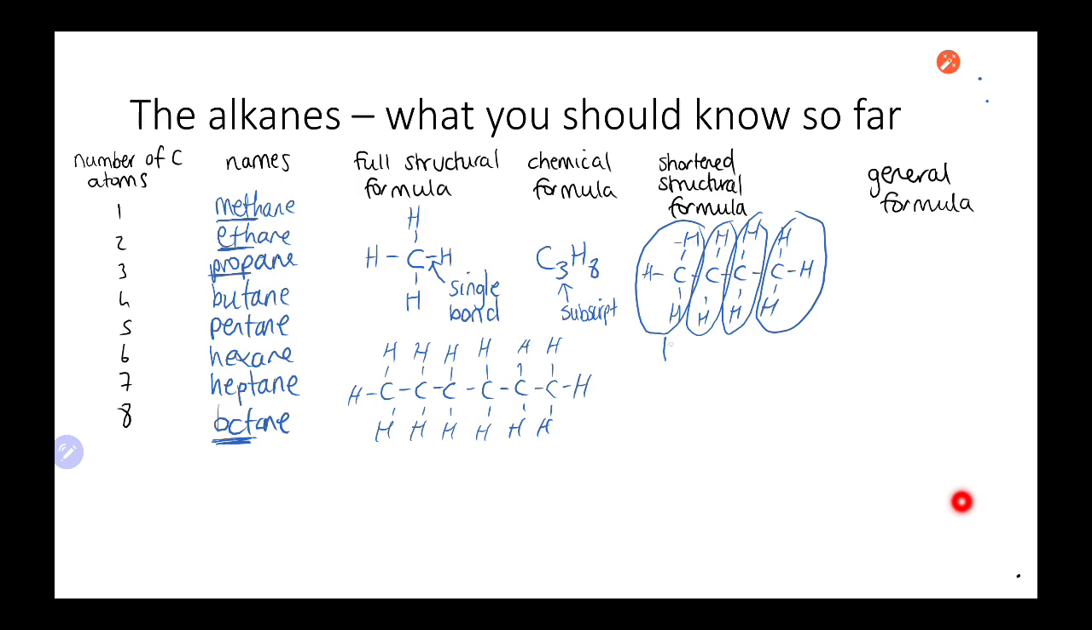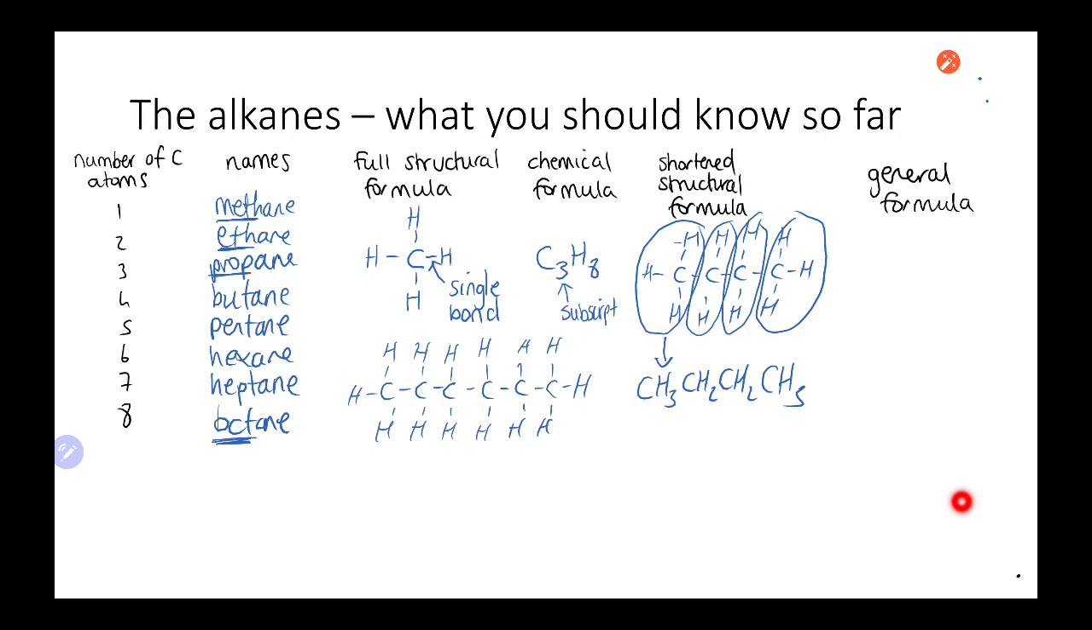So for the first one, we've got 1 carbon and 3 hydrogens, and then if we go over to the next one, that's just CH2, next one CH2, and the next one CH3. Okay, so that's what shortened structural formula is. It does get a wee bit more complicated than that, but that is it for the moment.